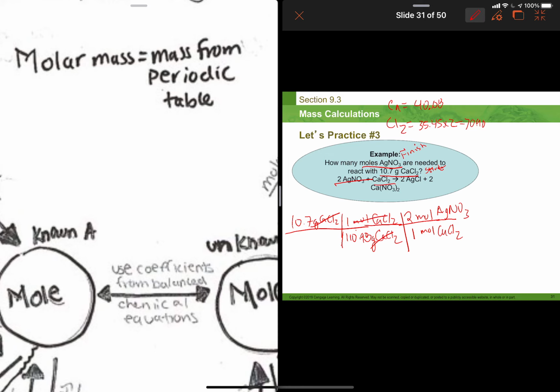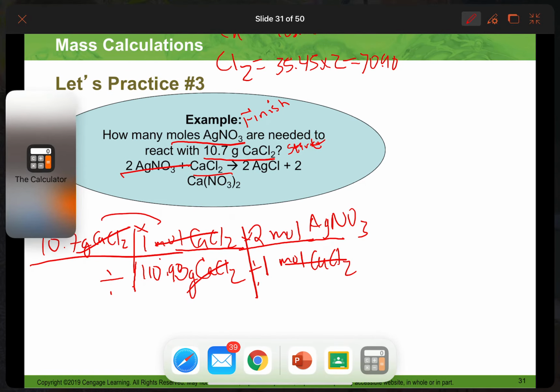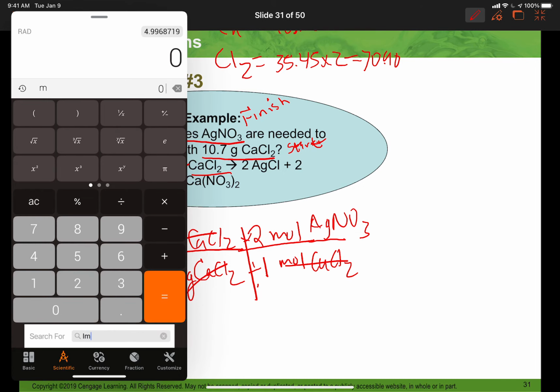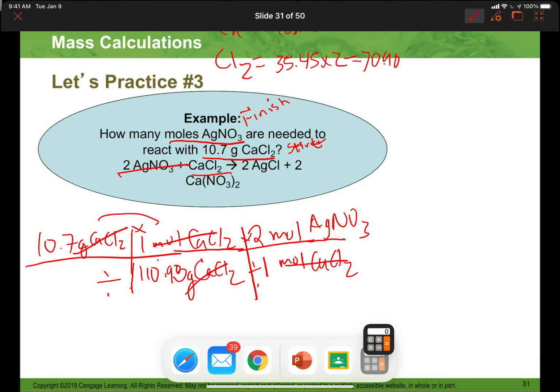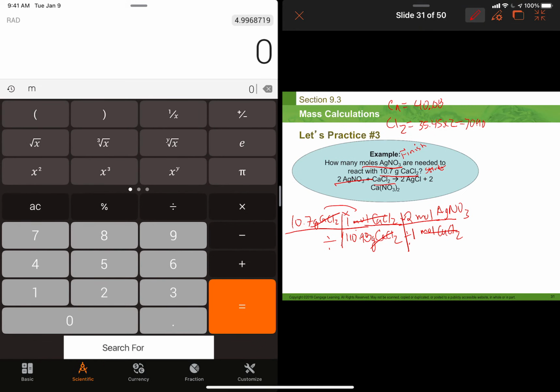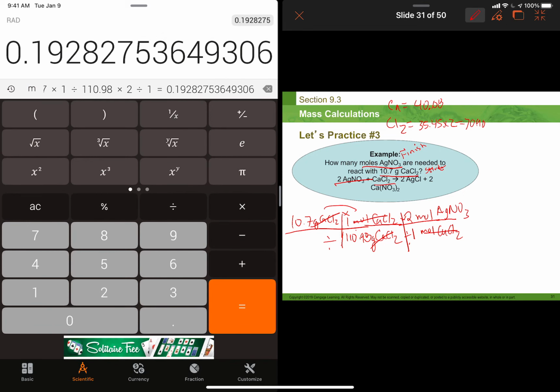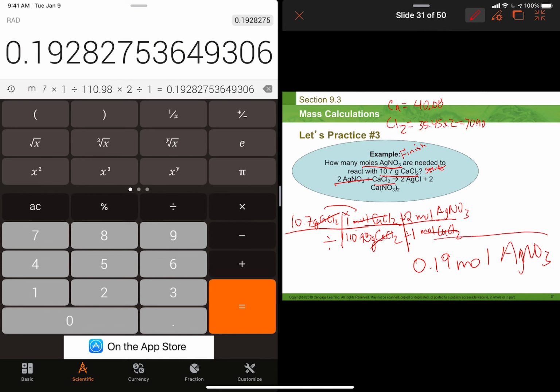All right, and this way we can get rid of moles of CaCl2, and we would finally have the unit that we want. Multiply by the top, divide by the bottom. Use your calculator. So we have 10.7 times 1 divided by 110.98 times 2 divided by 1. And we finally get our answer, which is 0.19 moles. It's 0.19, by the way, moles of AgNO3.